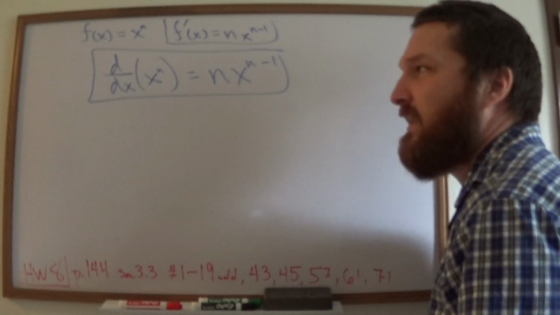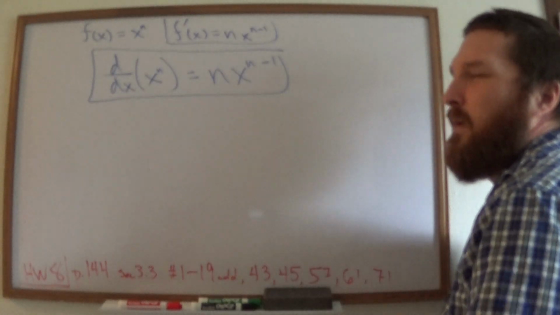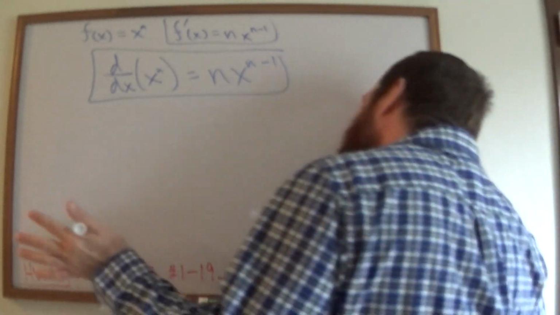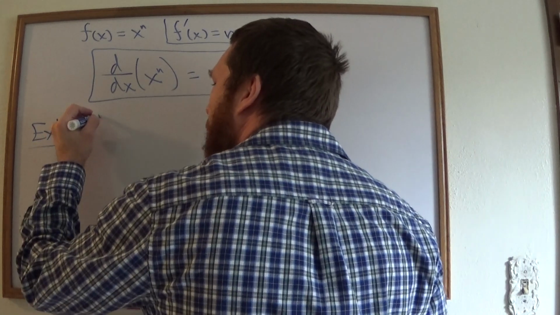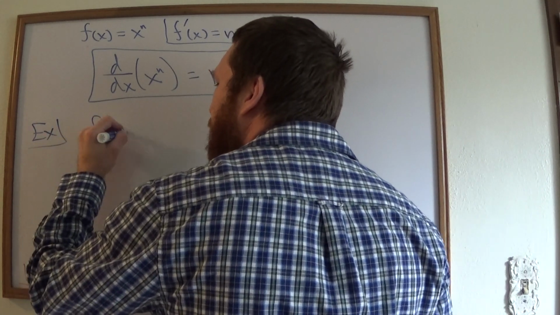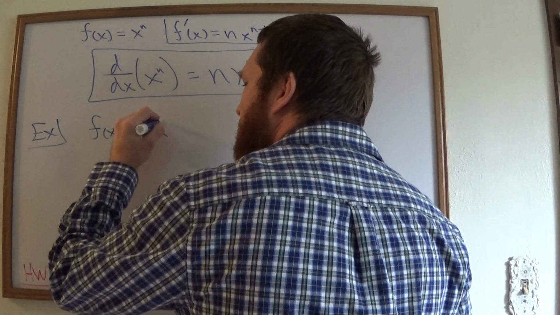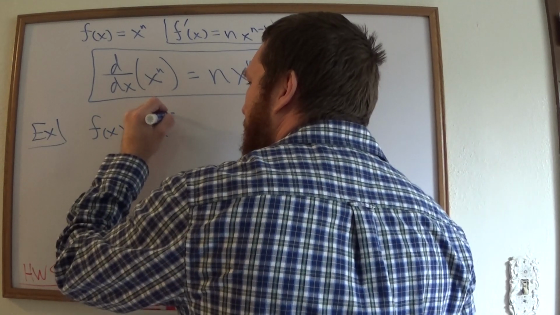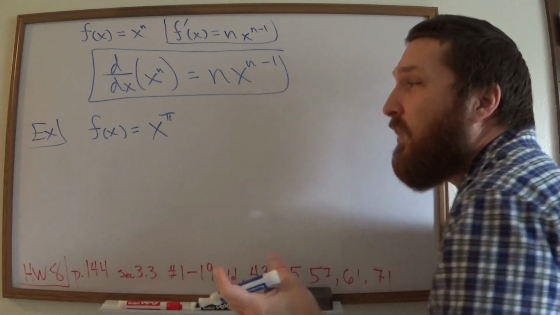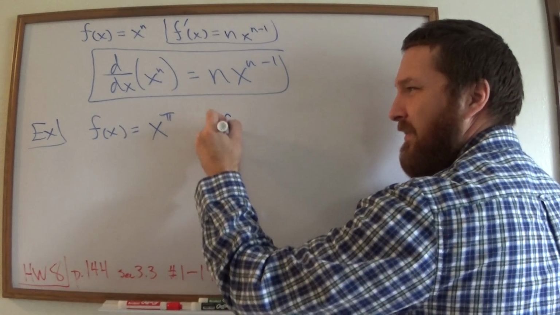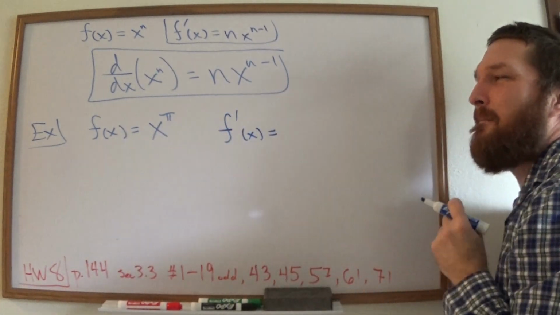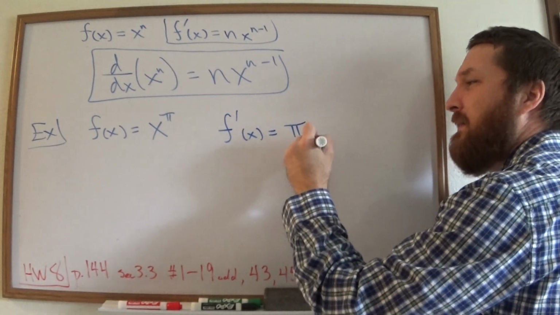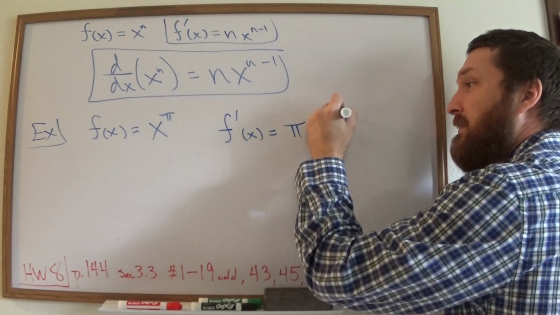We proved this where n is an integer. So what I'm about to do, we don't have any proof of this, so I can't say for certain. But what do you think the derivative here might be? Pi times x to the pi minus 1. To the pi minus 1.